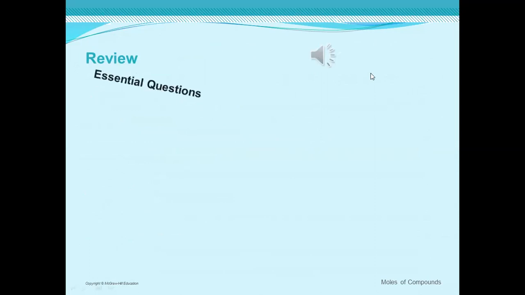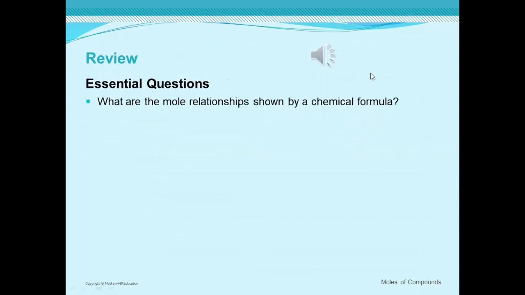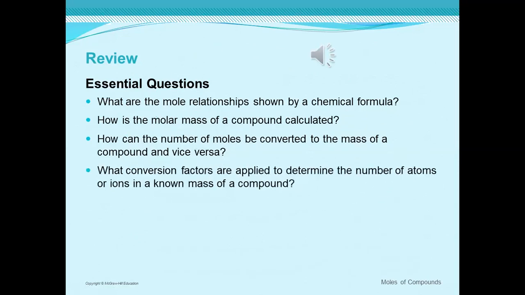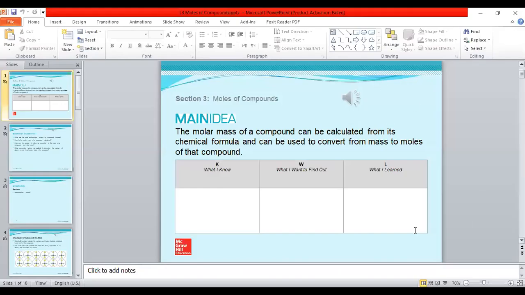Review. Essential questions. What are the mole relationships shown by a chemical formula? How is the molar mass of a compound calculated? How can the number of moles be converted to the mass of a compound and vice versa? What conversion factors are applied to determine the number of atoms or ions in a known mass of a compound? This is what we studied, to answer questions about this lesson.